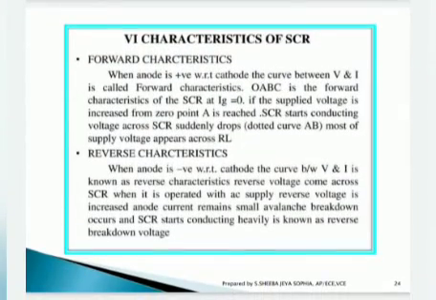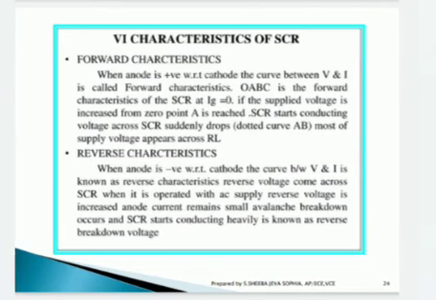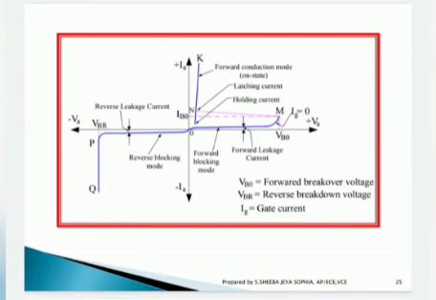So the VI characteristics of SCR, for forward characteristics as well as reverse characteristics, are marked here. Forward conduction mode, on state, latching current and holding current are also marked, where VBO refers to the forward breakover voltage and VBR refers to the reverse breakover voltage. IG is the gate current.